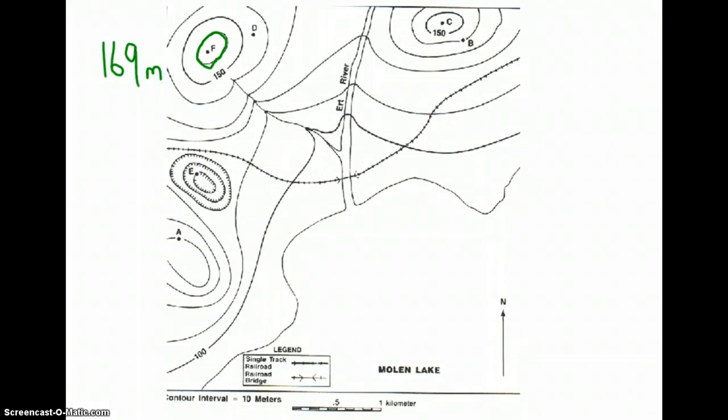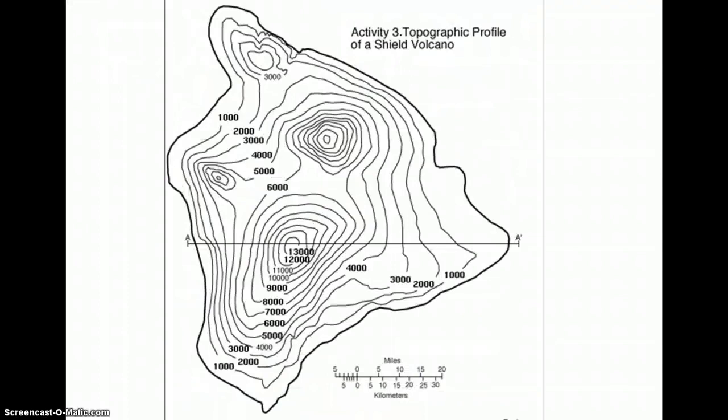Okay. And we'll take a look at one last one. All right. This is the map of one of the islands that make up the Hawaiian Islands. And we can see that our contour interval is counting by thousands. Let's take a look at the highest point of this peak right over here. So we know that this line over here is the 6,000 line. So 7,000, 8,000, 9,000, 10,000, 11,000, 12,000.